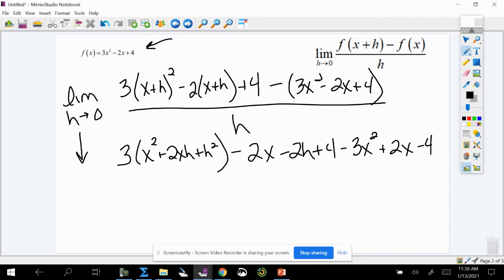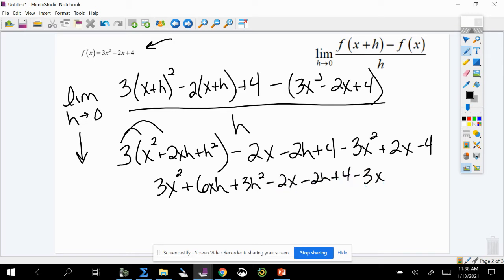And then I can go a step further and distribute this 3 through. So I'm going to do that next. I still have it all over h. So 3x squared plus 6xh plus 3h squared minus 2x minus 2h plus 4 minus 3x squared. It's like algebra madness. All of this is over h, and our goal is to get h to go to 0. So let's see what happens.